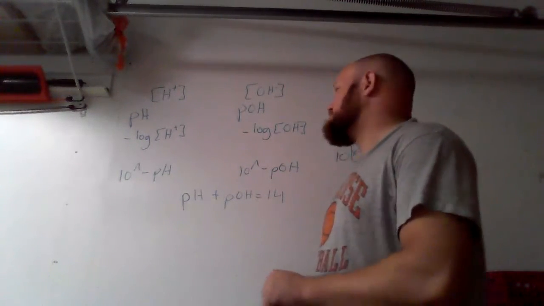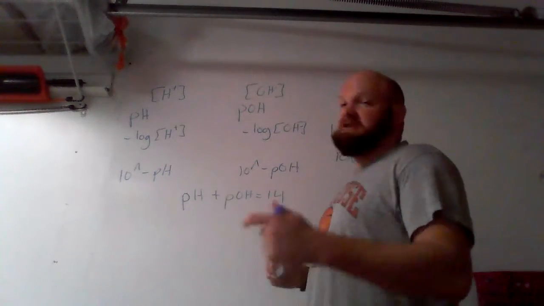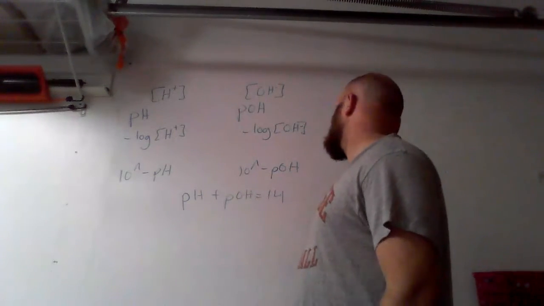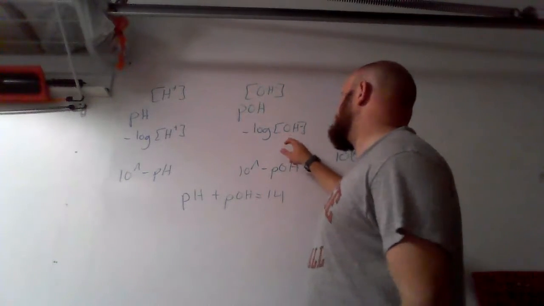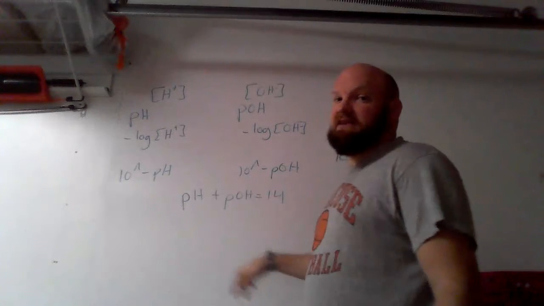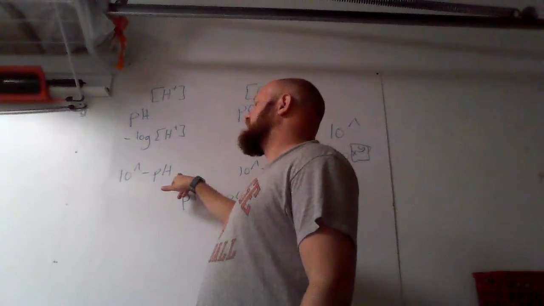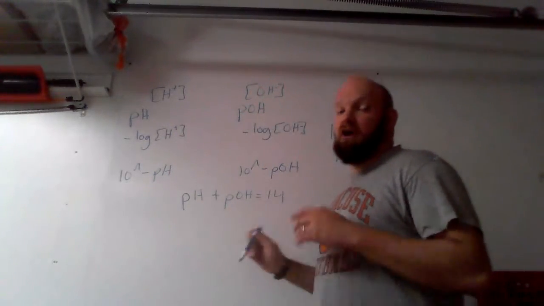Same thing, if it gives you a pOH, you can just convert it. If you have a hydroxide ion concentration of 0.01, find your pOH, so you take the negative log of that. 14 minus that is going to give you pH, and then you can use your 10 to the power of negative pH to find your H+. So you can use all these interchangeably.